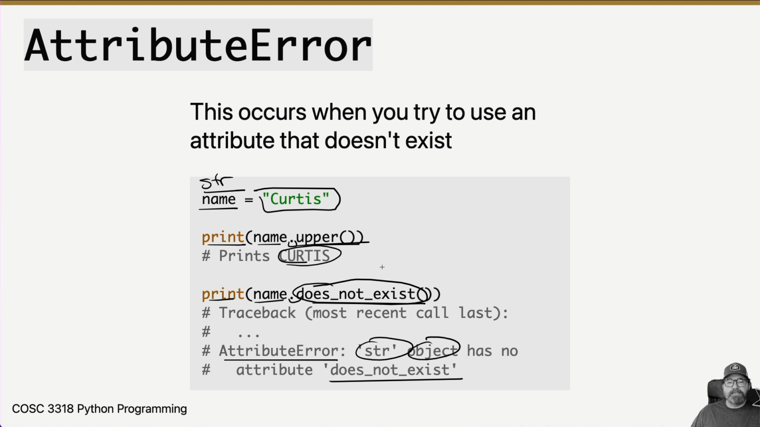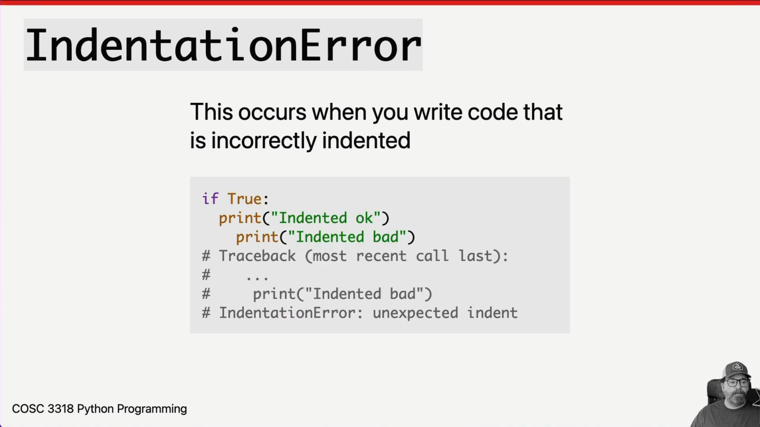Normally what happens, you'll see this in your program, if you accidentally type something like, what if I typed name.ooper like this? Just a fat fingered misspelling. Once it got here, it would throw an attribute error and say, I don't know what ooper is. It would say attribute UPER. So that's an attribute error.